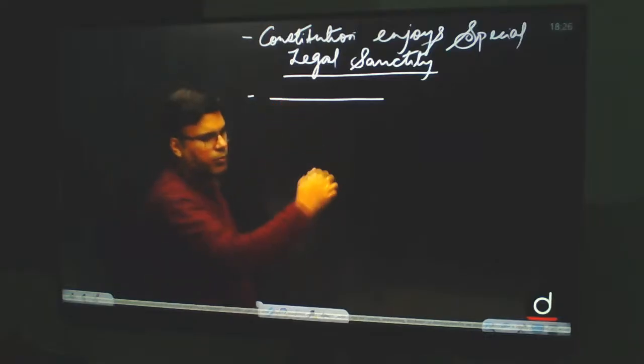Next point. जब भी मैं next point बोलूं तो आपको क्या करना है? You have to just put a small dash and then write the next point so that you understand that from here we are changing the point.